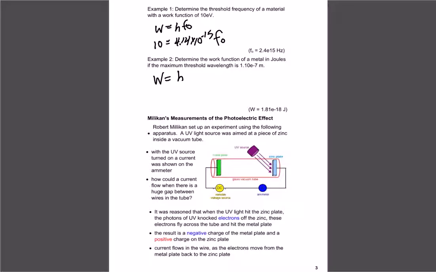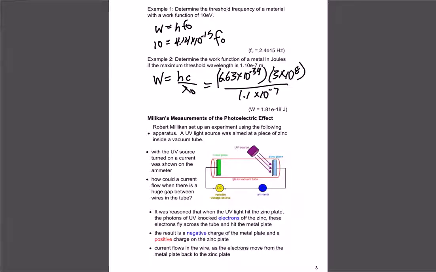So we'd use hc over lambda instead of hf. We do the same thing. This time it's in joules, so let's use our h in joules times the speed of light and divide by the 1.1 times 10 to the negative 7, and that'll give us our answer there, 1.81 to the negative 18. So pretty easy formulas in terms of dealing with work function, threshold frequency, threshold wavelength, whichever.